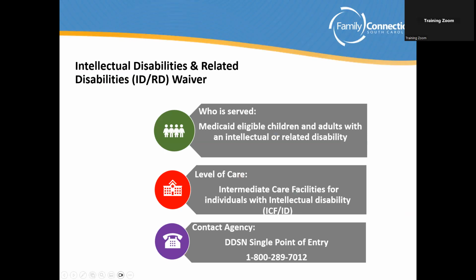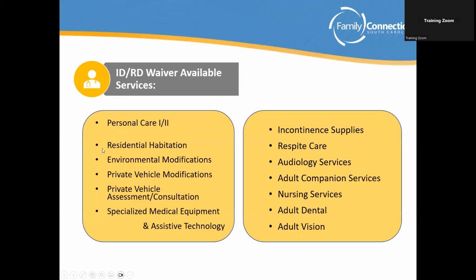The IDRD waiver, which is another very common waiver, the intellectual disability / related disabilities waiver, is another category for all ages with a diagnosis of intellectual or related disability. Again, DDSN is the point of contact on that. There are some very similar services provided within this waiver. I would say there are a little bit more in this category as opposed to the community supports waiver. So there are more specific services that are listed.